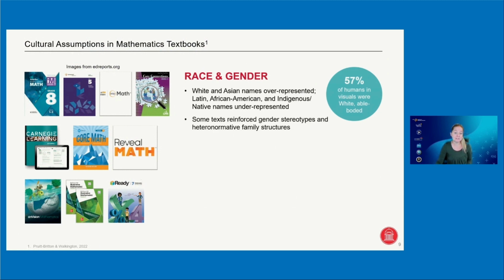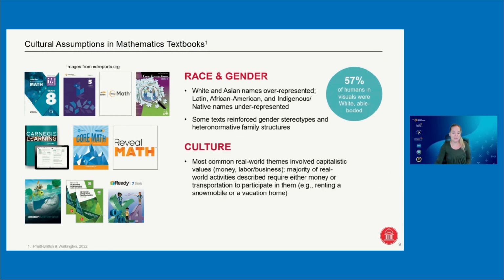We found that some texts reinforce gender stereotypes and heteronormative family structures, like a man taking his girlfriend out for dinner and paying the bill. We found that most of the common real-world themes used in math textbooks involved capitalistic values like money and labor and business, and the majority of real-world activities described required either money or transportation to participate in, like a problem about renting a snowmobile or a vacation home in the Poconos.